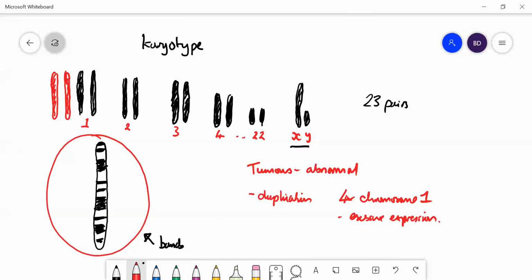Right, so let's get rid of that and let's think about what happens. This is the opposite of duplication.